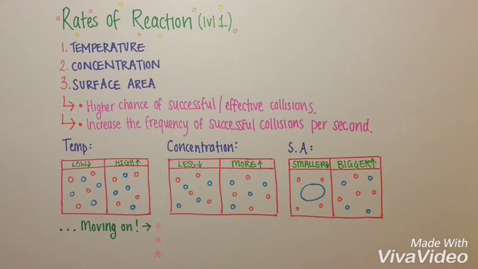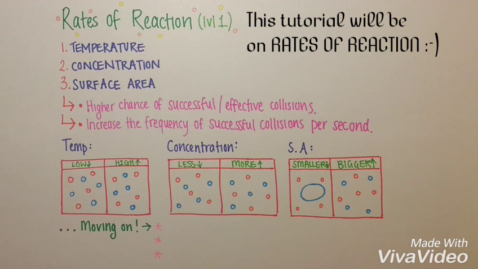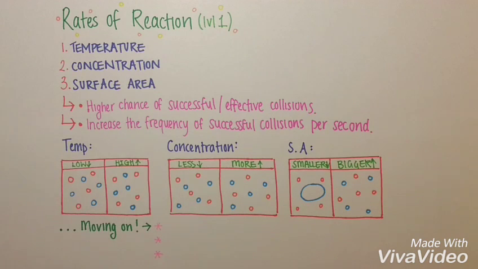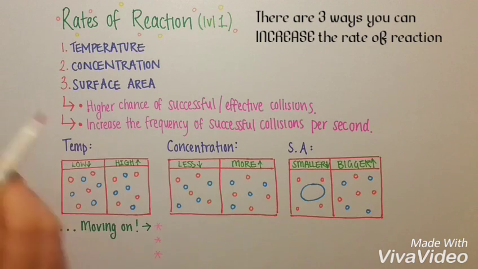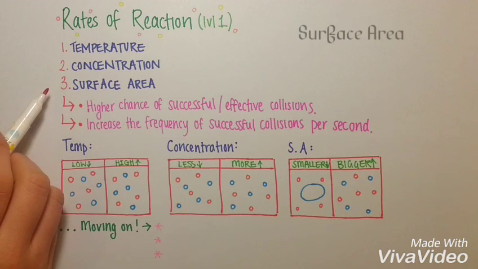Hey guys! This tutorial will be on rates of reaction for Level 1 students. There are 3 ways you can increase the rate of reaction: temperature, concentration, and surface area.